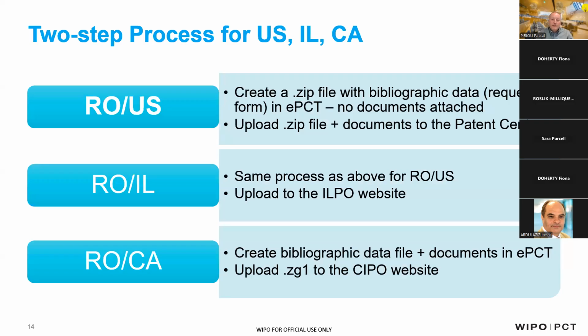It's also a two-step process with US, Israel, and Canada. So 88 plus 3 equal 91 receiving offices. However, for US, Israel, and Canada, it's a two-step process, so meaning that you create a zip file in ePCT that you will need to upload afterwards to the competent receiving office website. So I will not go into deep detail for this because we are mainly here to learn how to file your PCT application with GB.